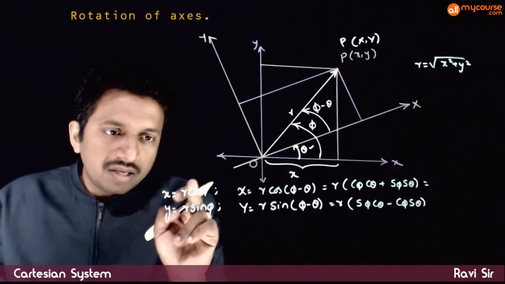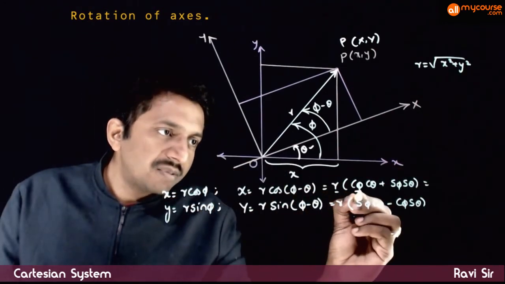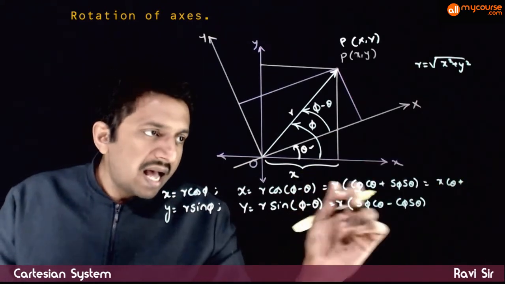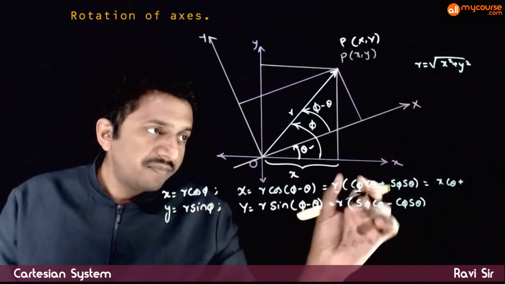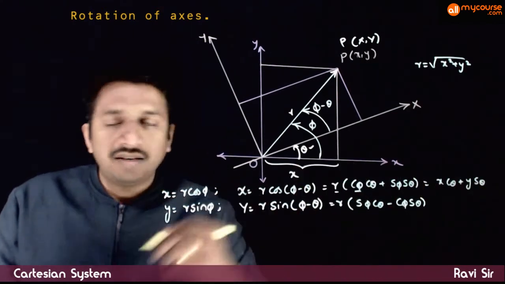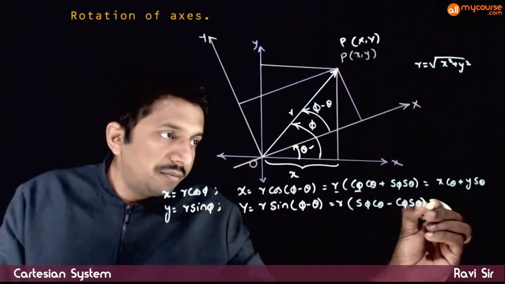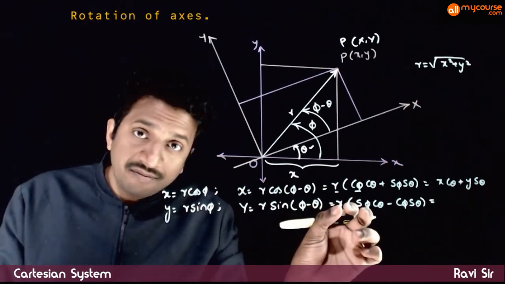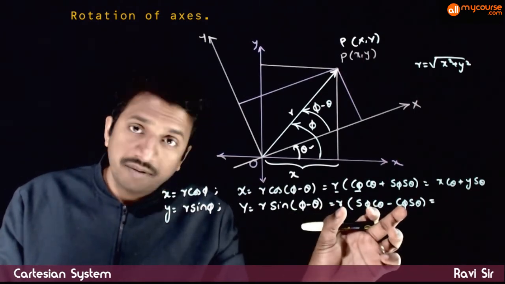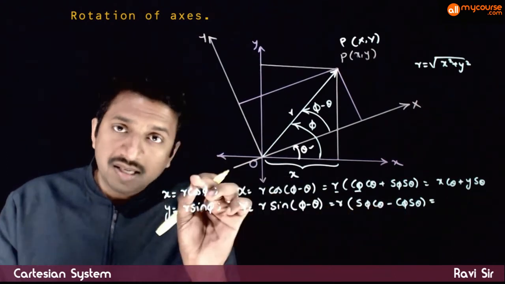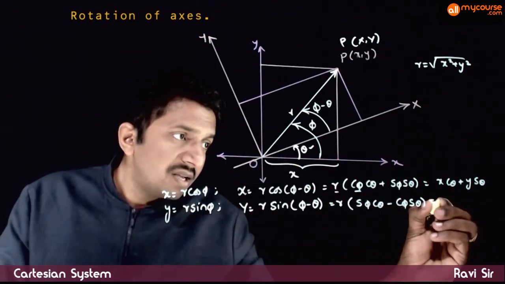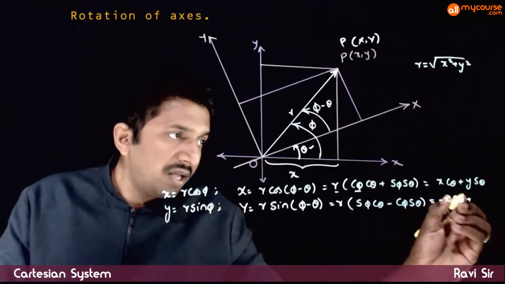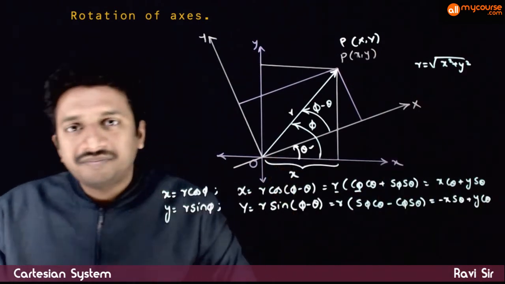That is equal to, so now r cos phi is x, so r times cos phi is x, so small x cos theta plus r sine phi is nothing but small y, so small y sine theta. Capital Y is equal to, you can see r sine phi as y, and r cos phi is nothing but small x. So this becomes minus x sine theta plus r sine phi is small y, so small y cos theta.